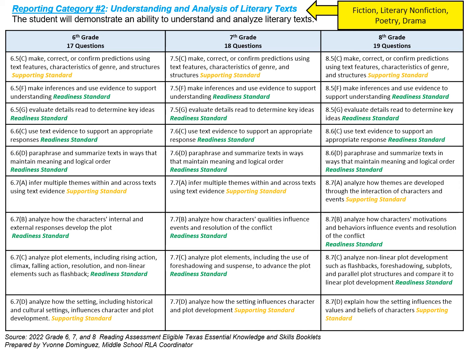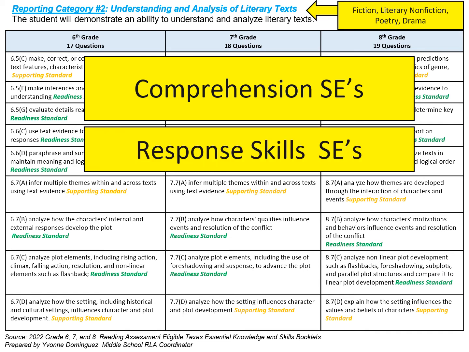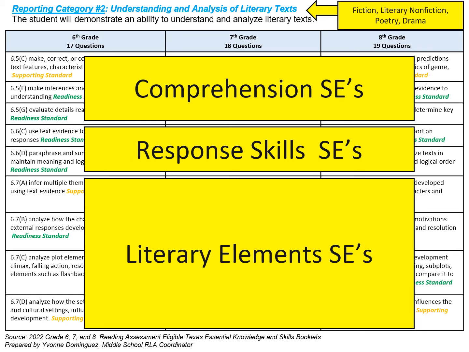So 5C through 5G are your comprehension skills. You might want to make a note of that. While 6C through 6D are your response skills, and then your 7A through 7D are the skills that are specific to literary elements. So now let's move on.